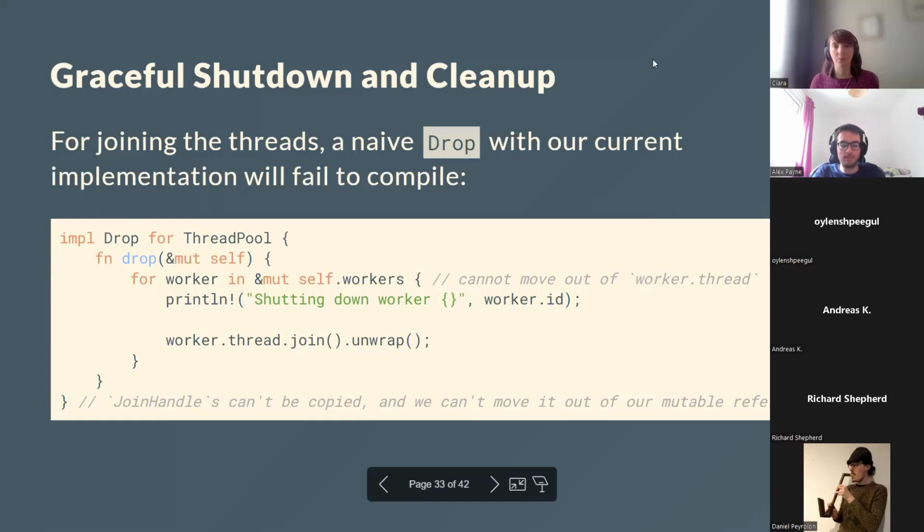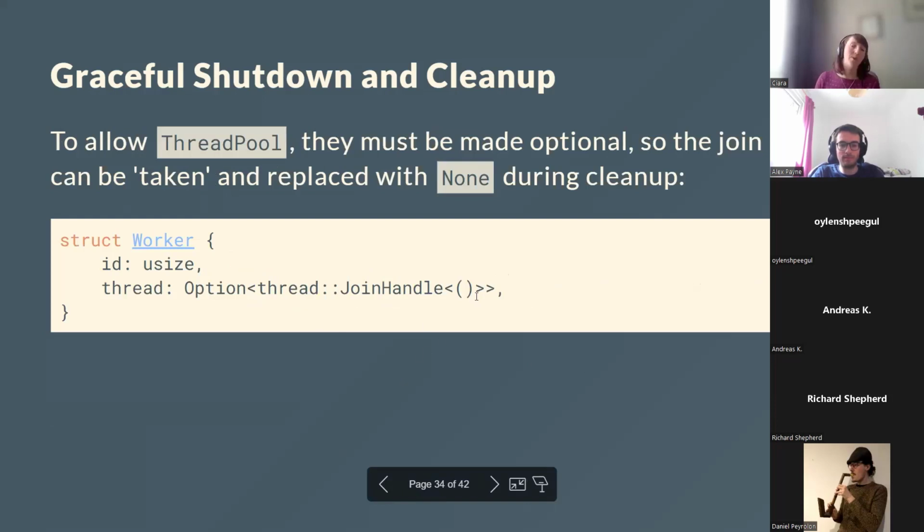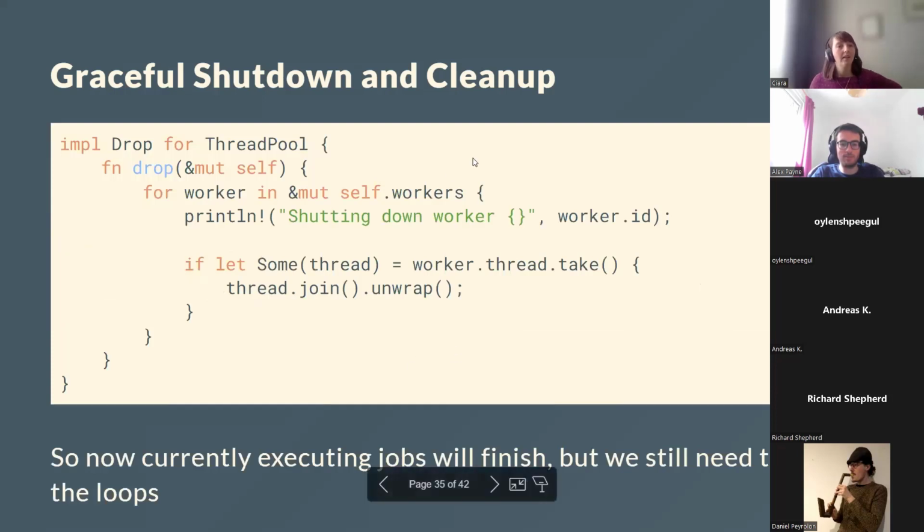So we need to sort that out. For joining threads, we want to do the cleanup, and we probably want it to be on the thread pool. So we might implement a naive drop statement within our current implementation, but we'll find that it fails to compile. And the reason is that we can't take the workers out mutably. We can't move them out of the worker thread without leaving the worker in a bad state. So we can't get the thread to join it. To get around that, we're going to make it optional, and that way we can take the underlying item from it, we can move out of it and leave it with none, rather than leaving it in an undefined state. So now we can move the thread out of our workers, and currently executing jobs will finish.